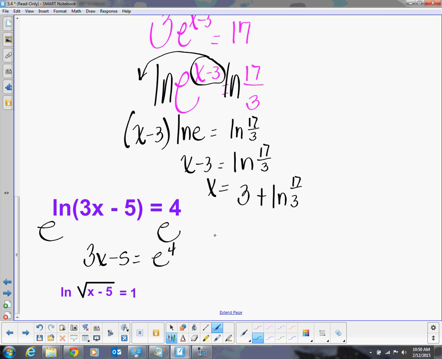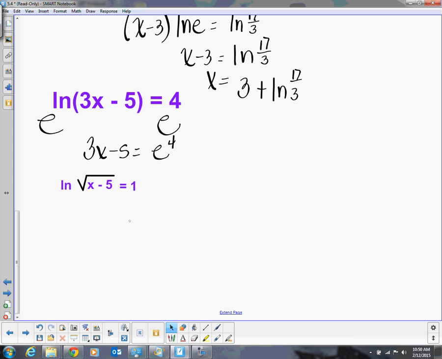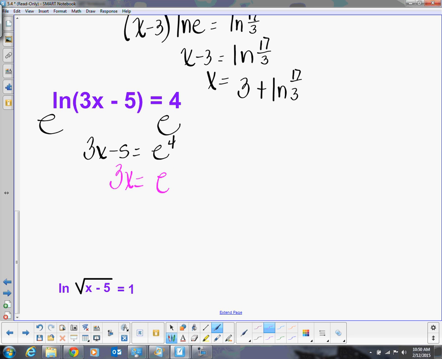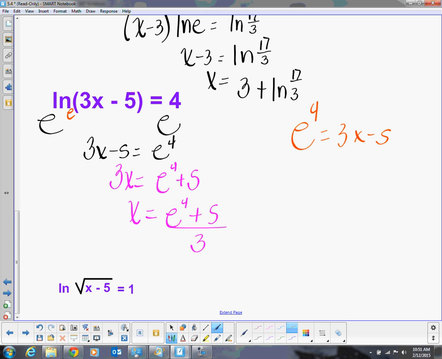Now what do we do? We move the 5 over. So we're going to say 3x is equal to e to the 4th plus 5, then what? Divide by 3. E to the 4th plus 5 divided by 3. Now, to be honest with you, what I tend to do is I tend to put this in exponential form. That would be e to the 4th equals 3x minus 5. I get to the same place. We just can't do that one. We have to log both sides when we're in the other situation.